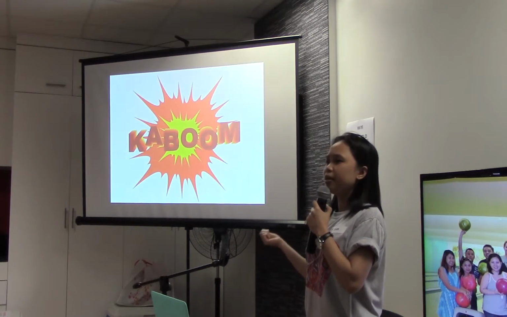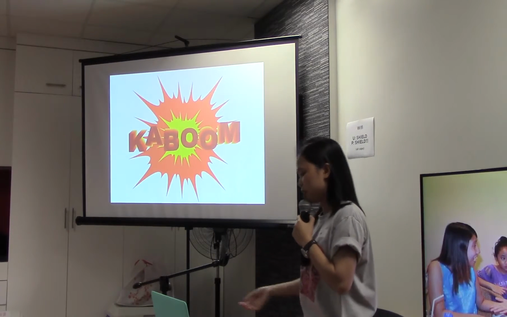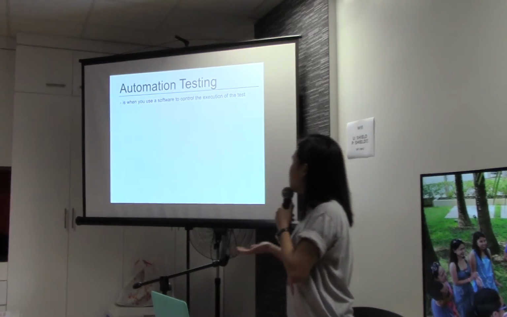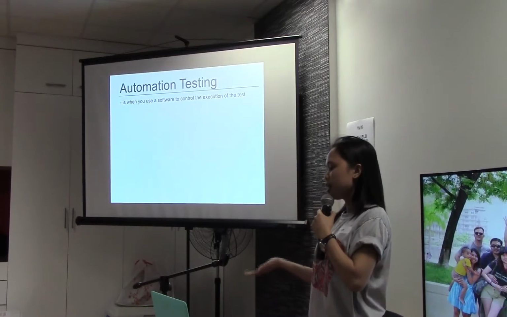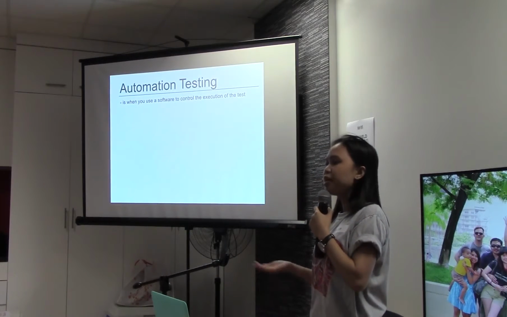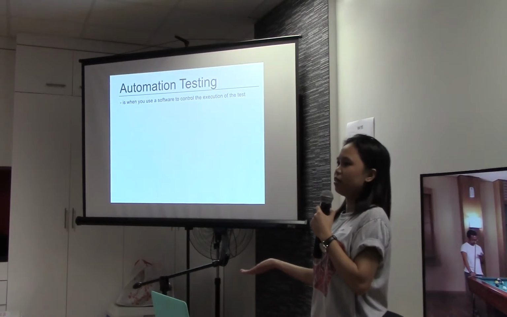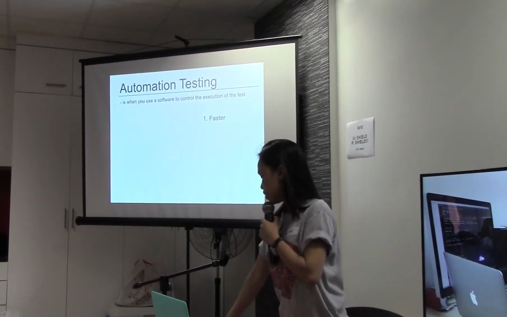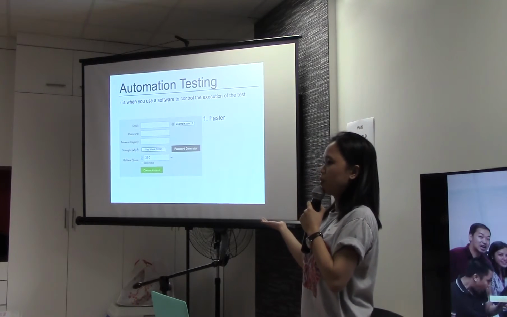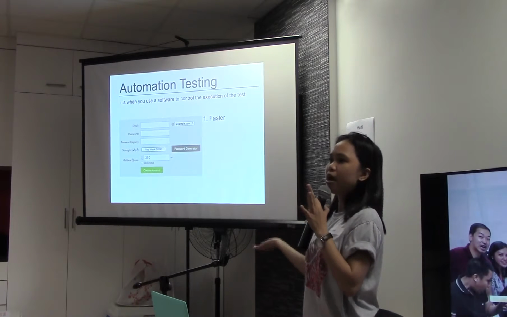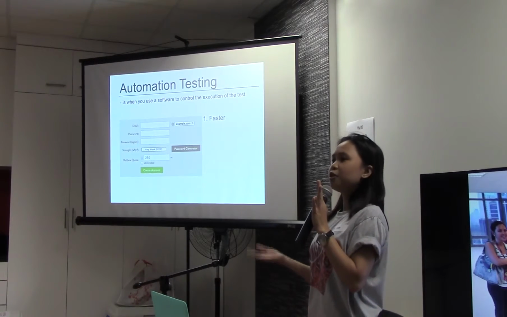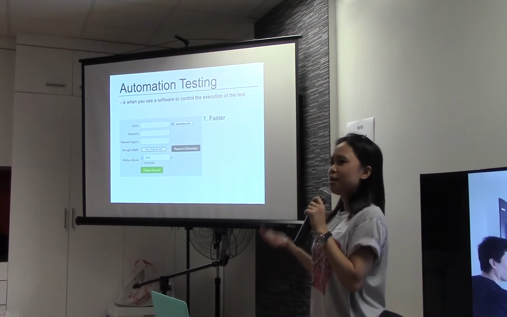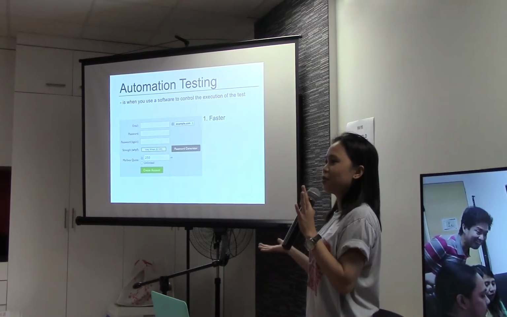So, what is an automated test? And what is automation testing? Well, automation testing is when you use software to control the execution of the test. So why did we decide to have automation testing? First, it is faster. Let's say we have this web page and you have to create 100,000 accounts. Of course, you can do it manually, but it'll take you several hours. But with automated tests, it will take you a couple of minutes.